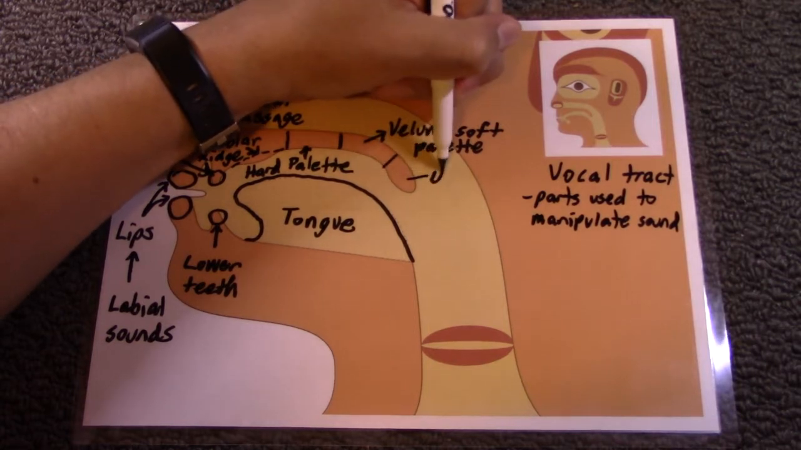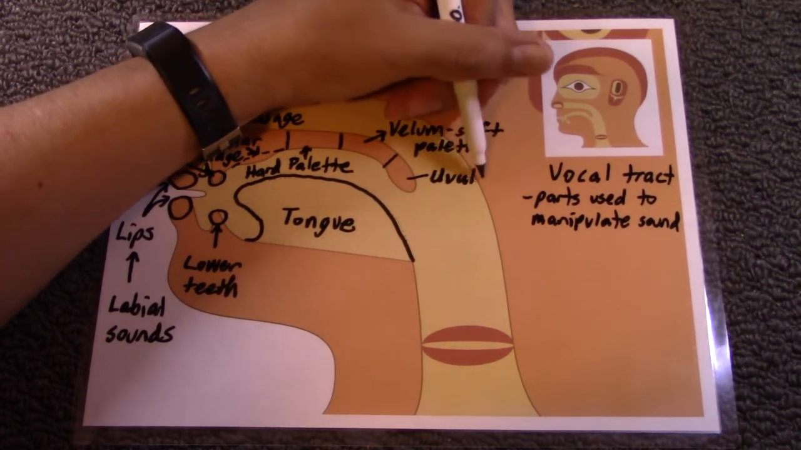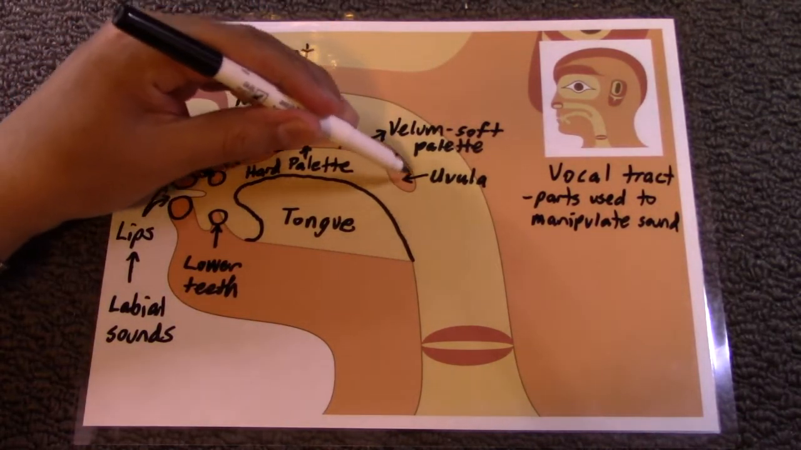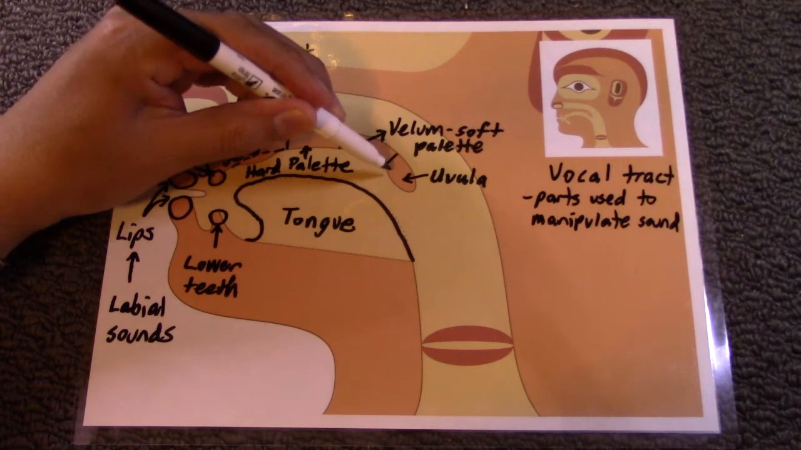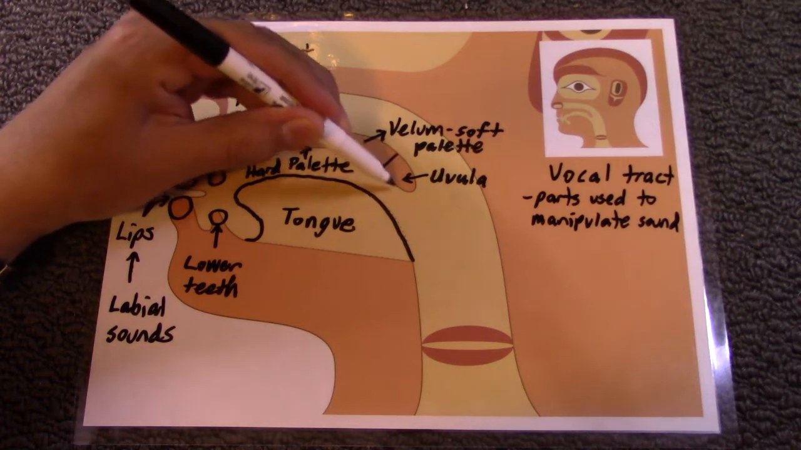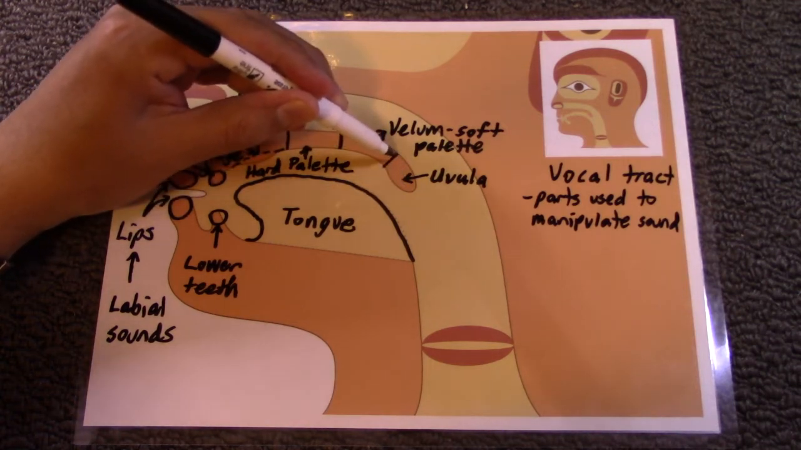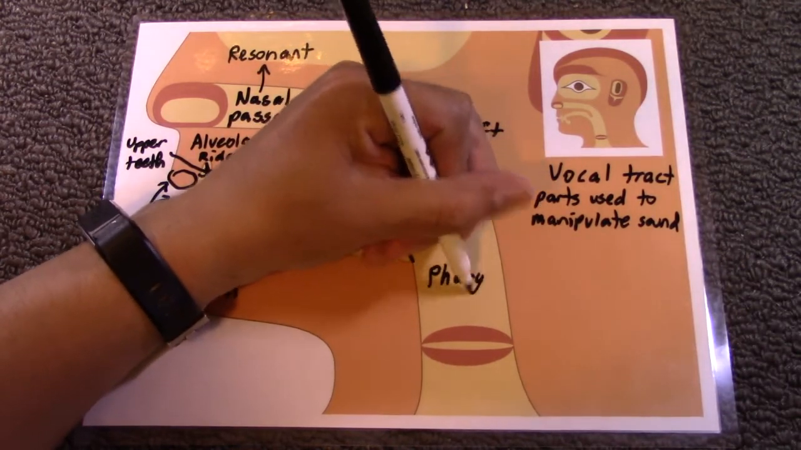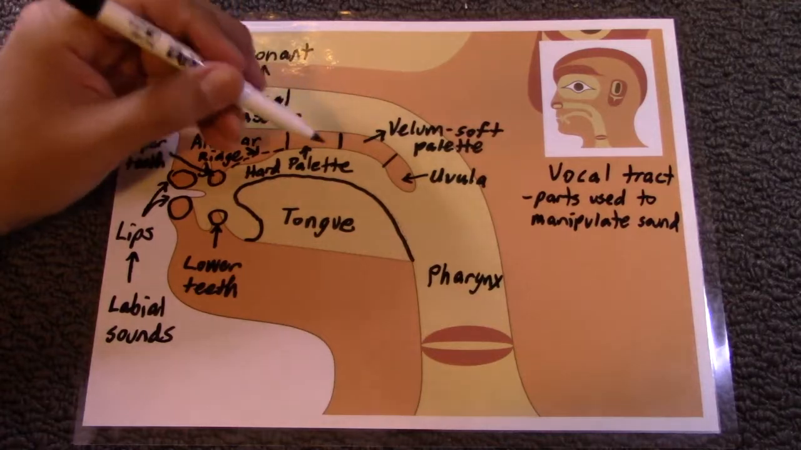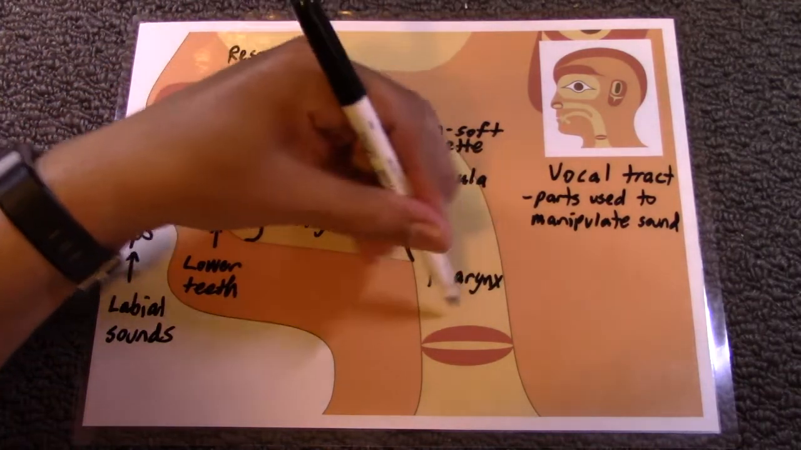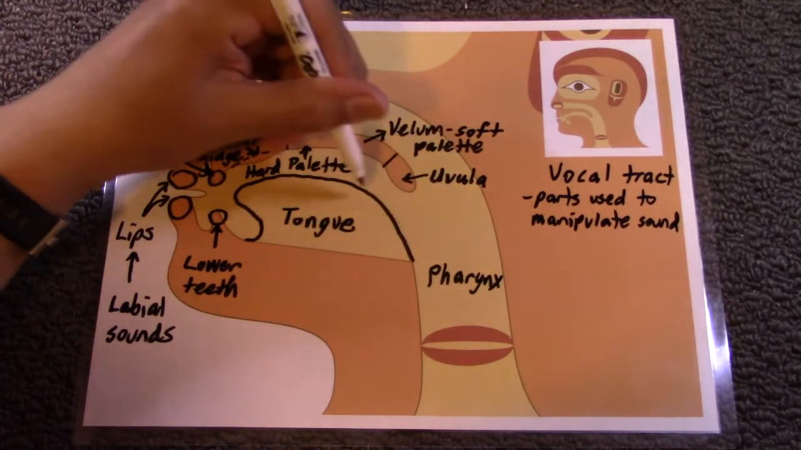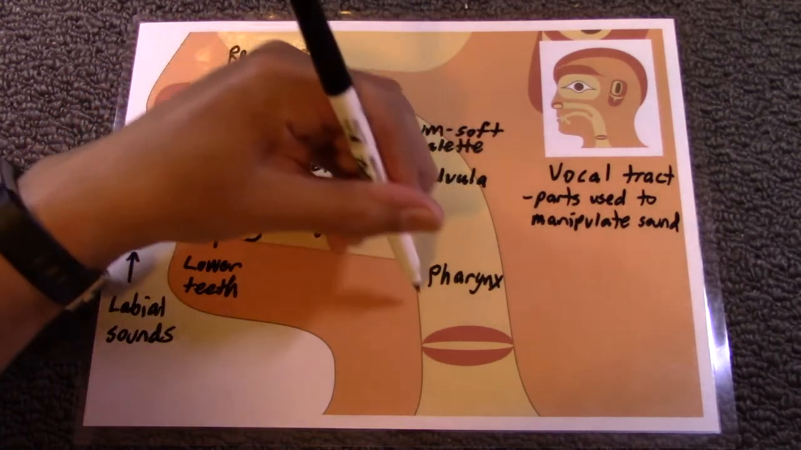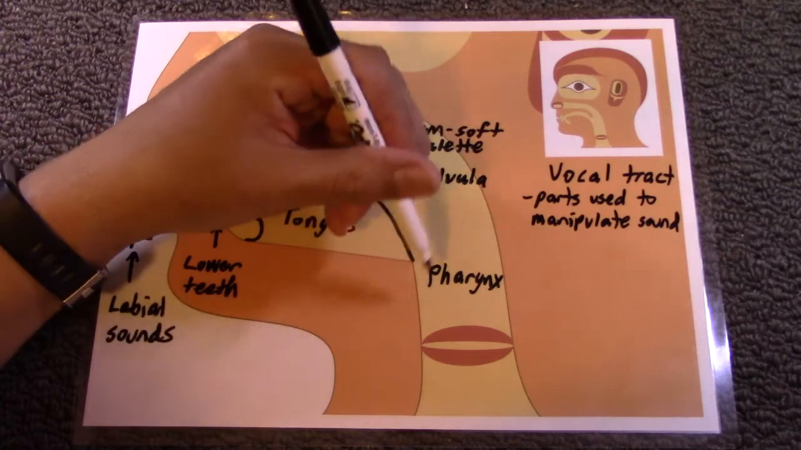This here is called your uvula. So this is basically a piece of skin that's hanging from the back of your throat. This area here is called your pharynx. So it's basically the part of your throat that goes up into your mouth and your nasal passage. So it's this area here.